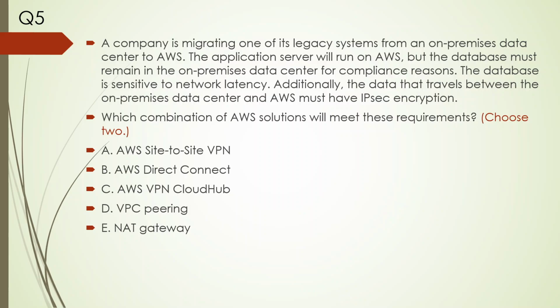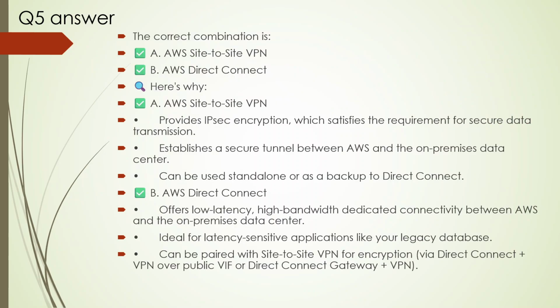The correct answer is A and B. The correct answers are AWS Site-to-Site VPN and Direct Connect. Site-to-Site VPN provides IPsec encryption, which satisfies the requirement for secure data. It establishes a secure tunnel between AWS and the on-prem data center. It can be used standalone or as a backup to Direct Connect.